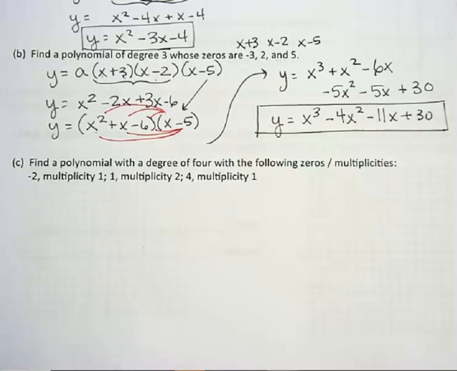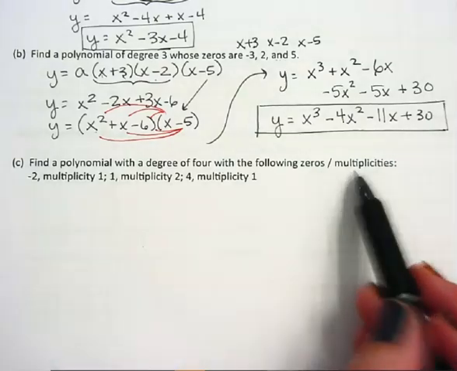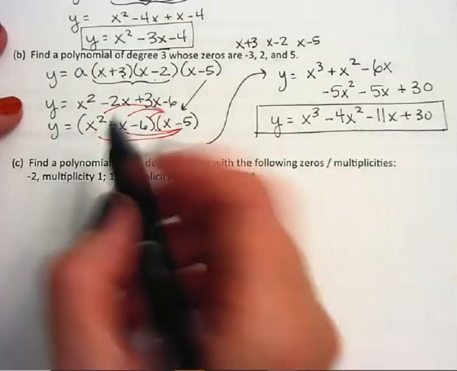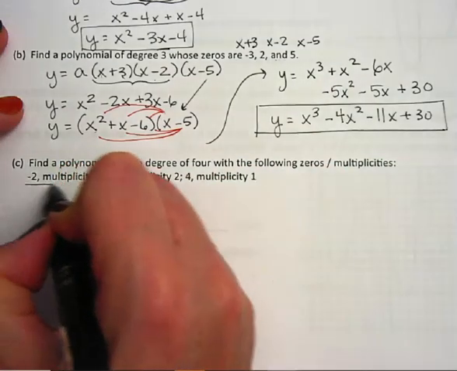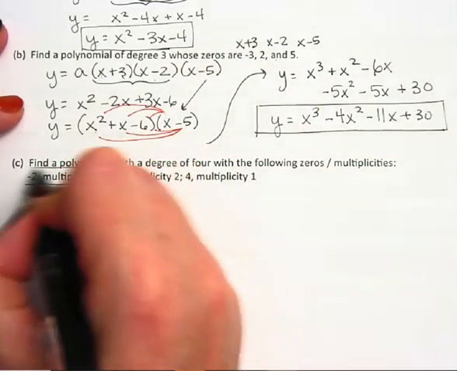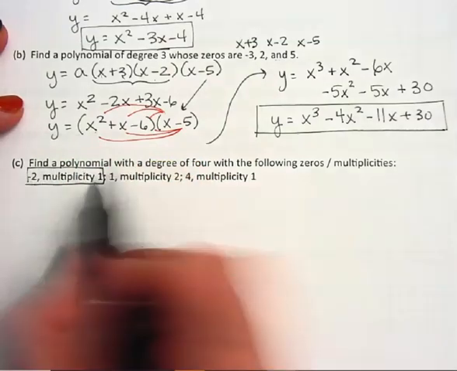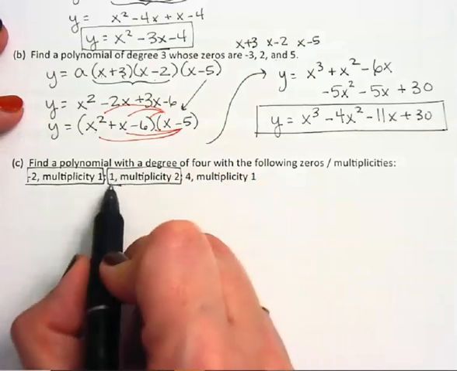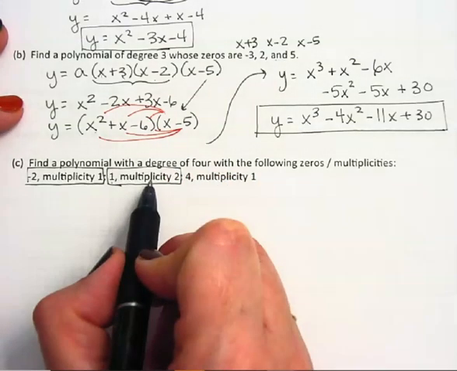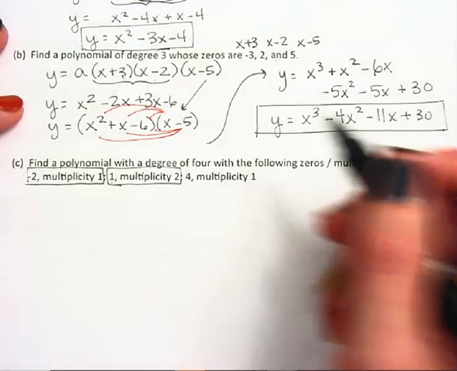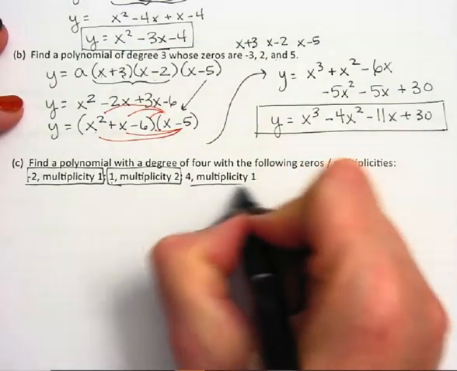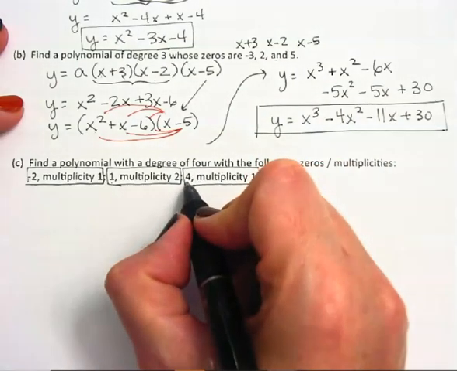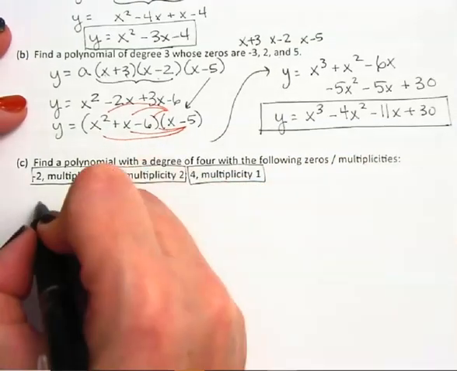On this next problem, we're given some zeros with their multiplicities. The formatting is kind of hard, but this is one section here. I have a 0 of negative 2 with a multiplicity of 1. In this next section, I have a 0 of 1 with a multiplicity of 2. And on this last section, I have 4 as a 0 with a multiplicity of 1.